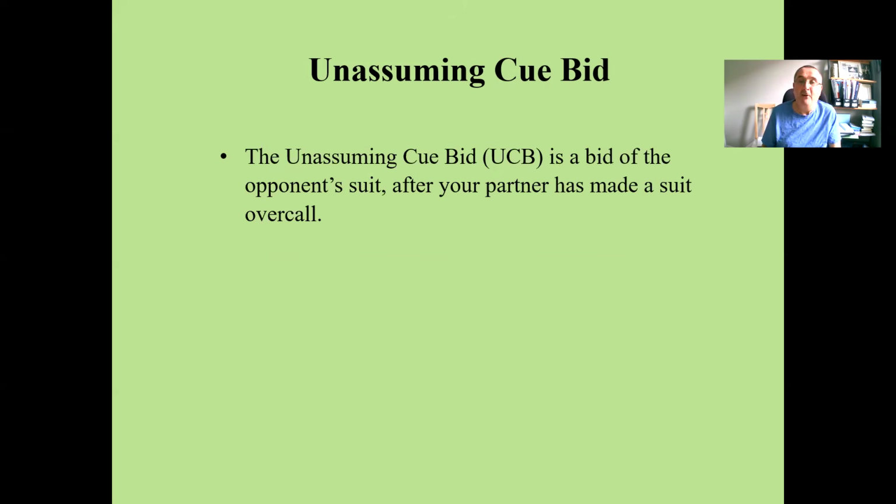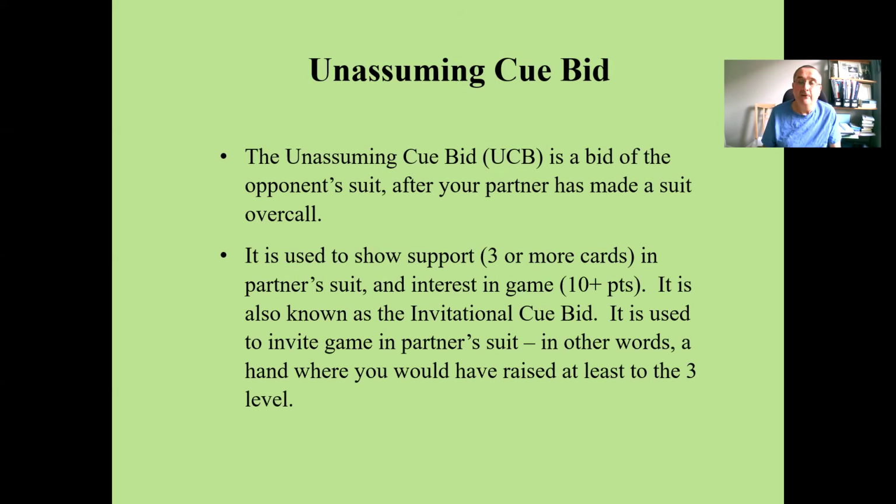So, the unassuming Q bid is a bid of the opponent's suit after your partner has made a suit overcall. It's used to show support, three or more cards in your partner's suit, and interest in game, normally at least 10 points. It's also known as the invitational Q bid, and it's used to invite game in your partner's suit. In other words, a hand where you would have raised to at least the 3 level.